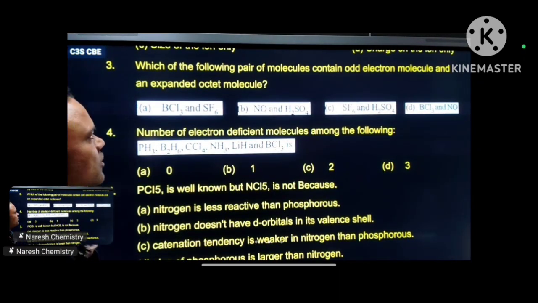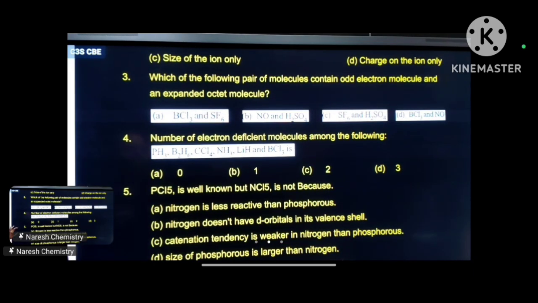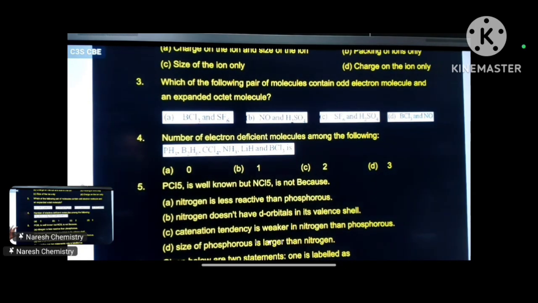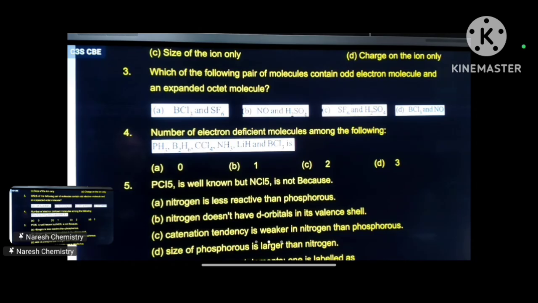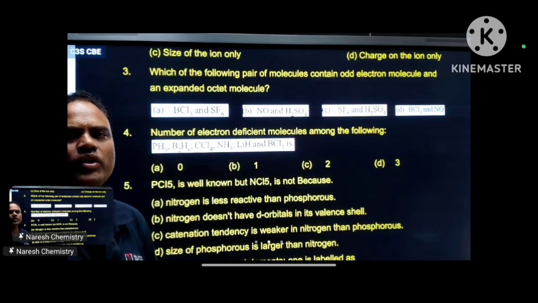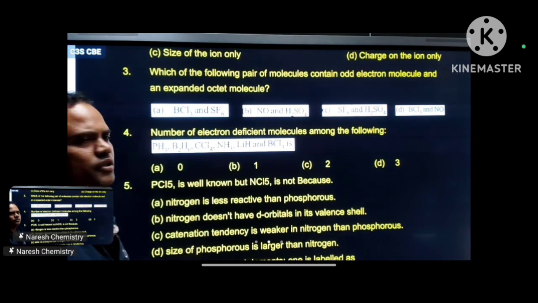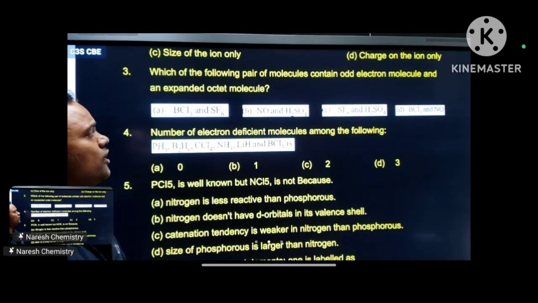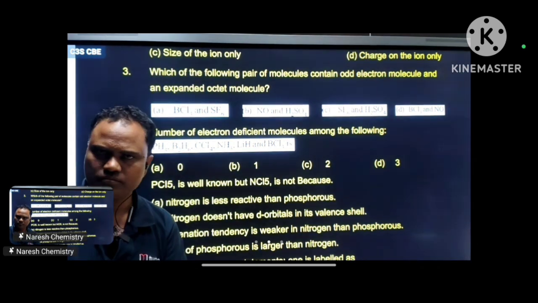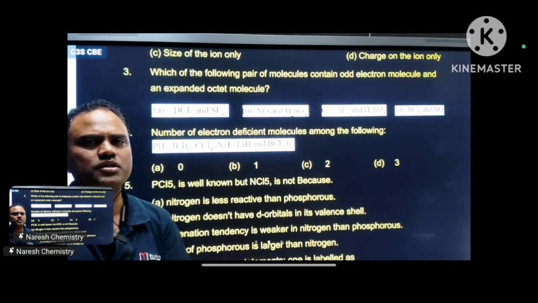Next, third question. Which of the following pair of molecules contain an odd electron molecule and an expanded octet molecule? Odd electron, count electrons. In BCl3, how many electrons are present? We have to count valence electrons of boron and chlorine. How to find odd electron, even electron? Boron belongs to which group? I said to learn the group, right?